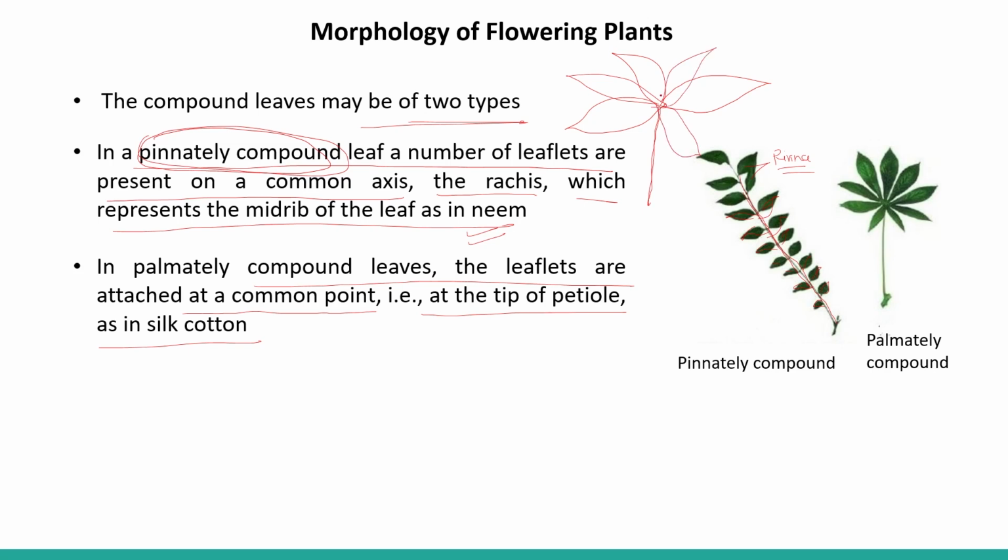Palm-like structure. This is the palm. So these are the leaflets which are attached at one particular point. So that is the example of such a palmately compound leaf, silk cotton. Okay. So neem is the example of pinnately compound leaf, and silk cotton is the example of palmately compound leaf.